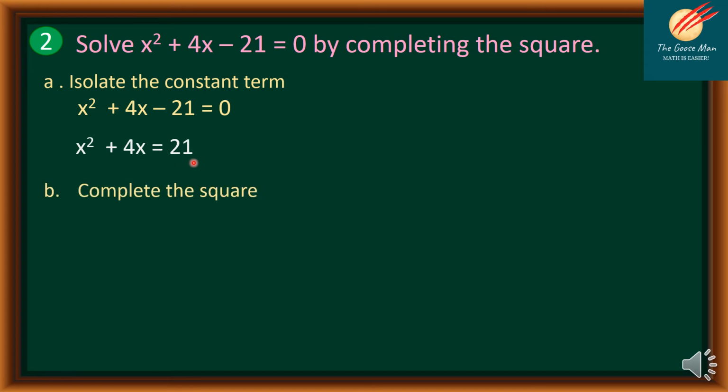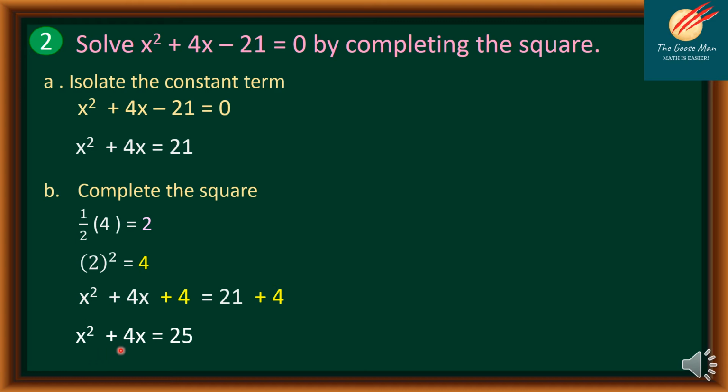Next step is to complete the square. So meaning to say, we will get the numerical coefficient of 4x, which is equal to 4, and get 1/2 of it. So 1/2 times 4 is equal to positive 2. Then after that, we will square that 2. So 2 squared is equal to 4. Next, we will add this 4 on both sides of the equation x squared plus 4x is equal to 21. So that is why we'll come up with x squared plus 4x plus 4 is equal to 25.